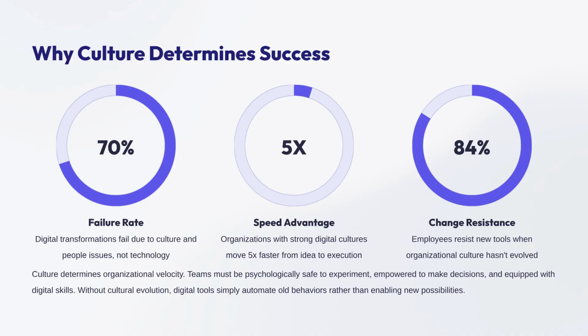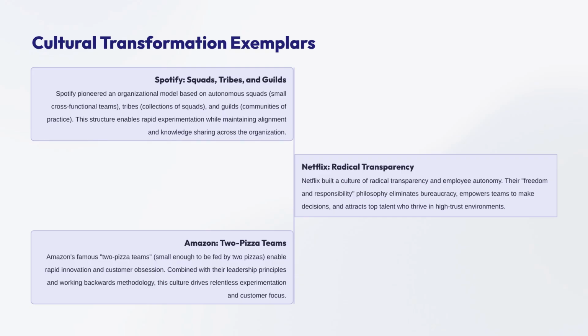Culture determines success, as approximately 70% of digital transformations fail due to culture, not technology. Strong digital cultures achieve a 5x speed advantage, but resistance remains high without cultural evolution. Cultural transformation exemplars include Spotify's squad model for rapid experimentation, Netflix's radical transparency and autonomy, and Amazon's 2 pizza teams for relentless customer focus.